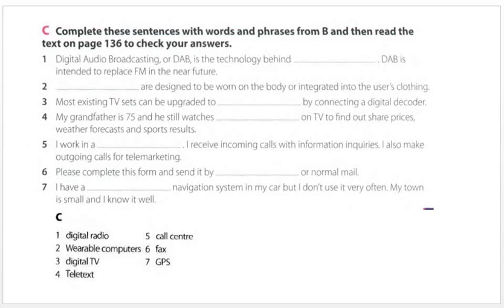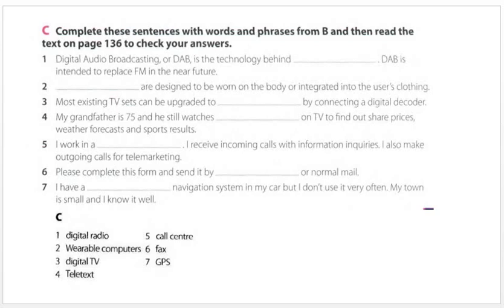Complete these sentences with words and phrases from B, and then read the text on page 136 to check your answers. Digital audio broadcasting, or DAB, is the technology behind digital radio. DAB is intended to replace FM in the near future. The second one, wearable computers are designed to be worn on the body or integrated into user clothing.